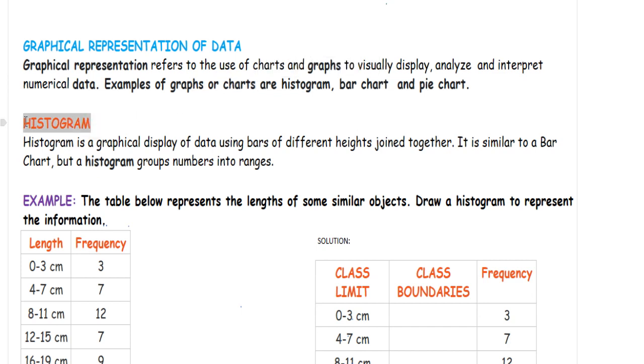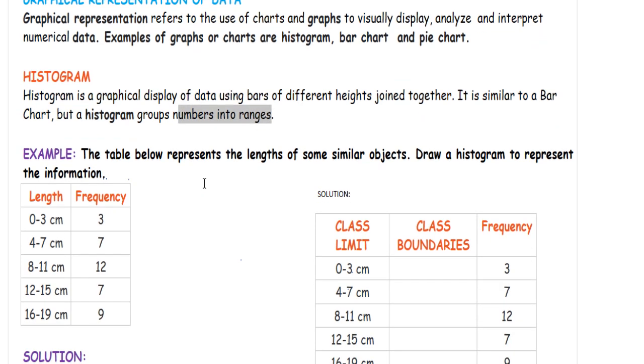A histogram is a graphical display of data using bars of different heights joined together. It is similar to a bar chart, but a histogram groups numbers in ranges. By this, grouping numbers in ranges means that I need my class boundaries to draw my histogram. And the bars are usually joined together.